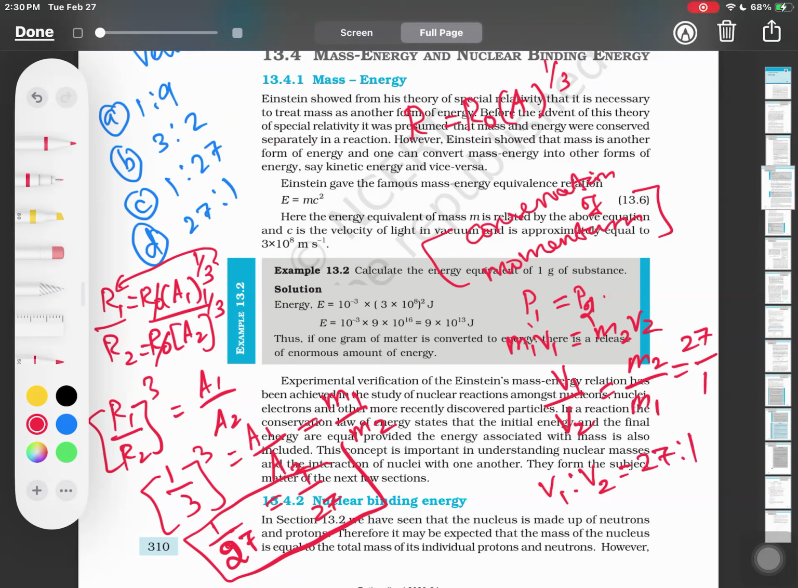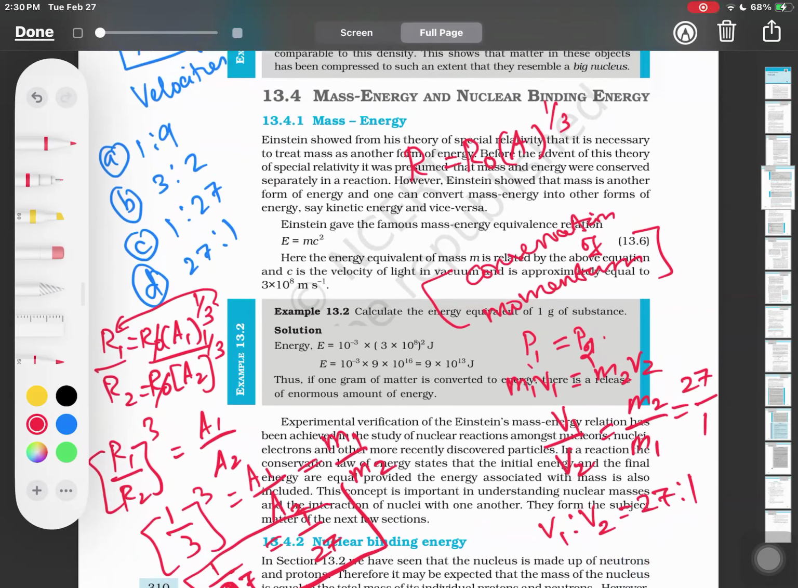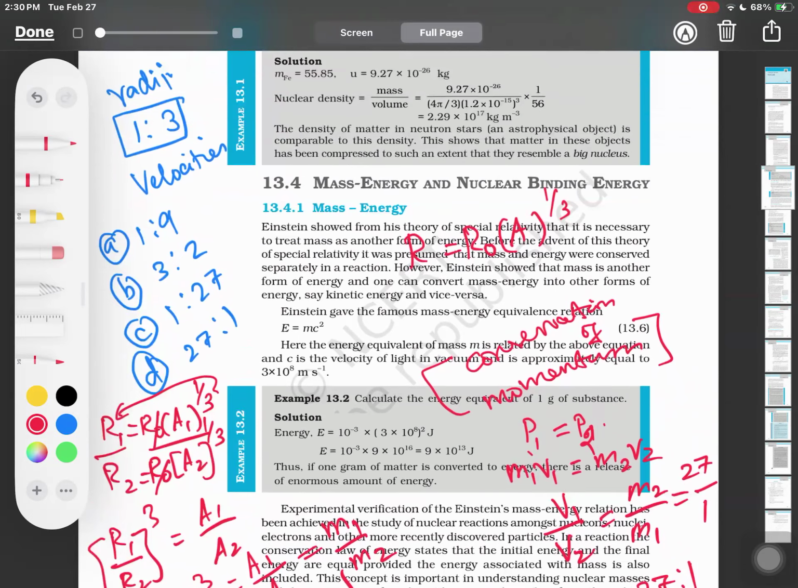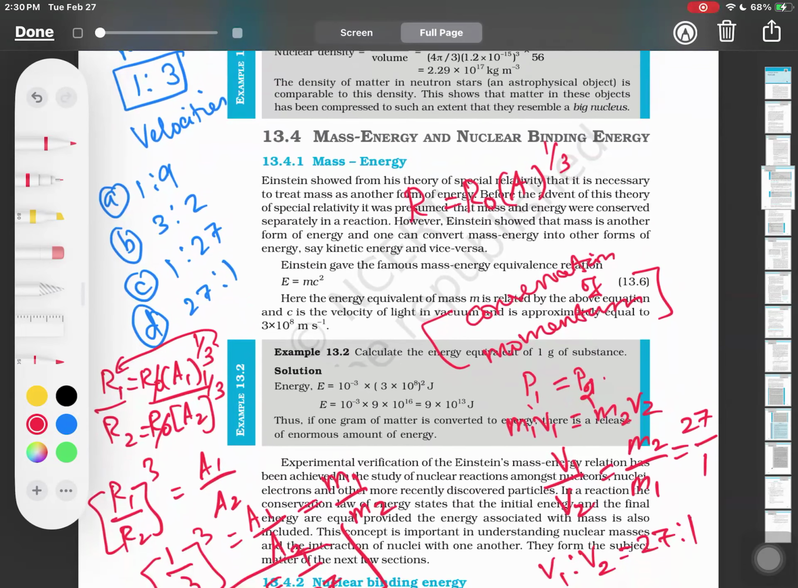So take down this or take a screenshot of this. You are given the ratio of the radii, then asked for the velocities. In this case, this is the correct option. Option D is the correct option. In this case, a nucleus splits into two nuclear parts. That is the case. Okay. So likewise, you'll be asked in this style.